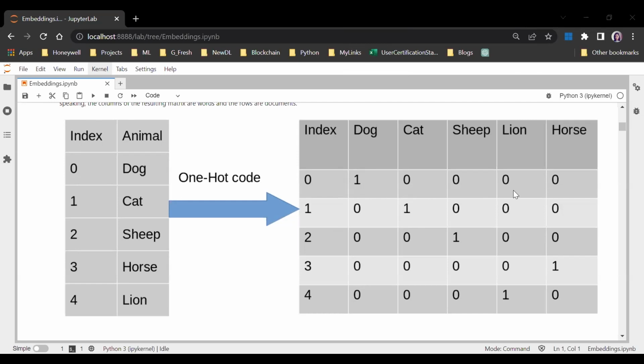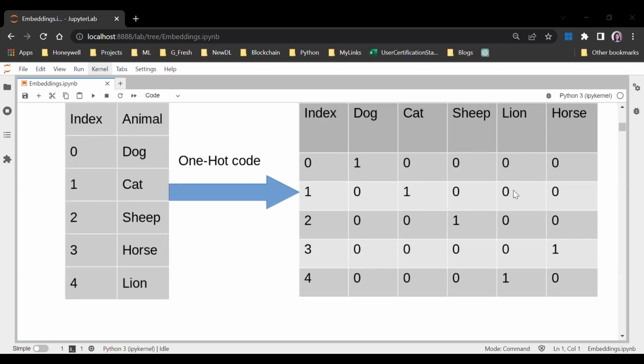A better way of representing this is in terms of bag of words, where instead of representing the data in binary format like 0 or 1, we represent the count of the category.